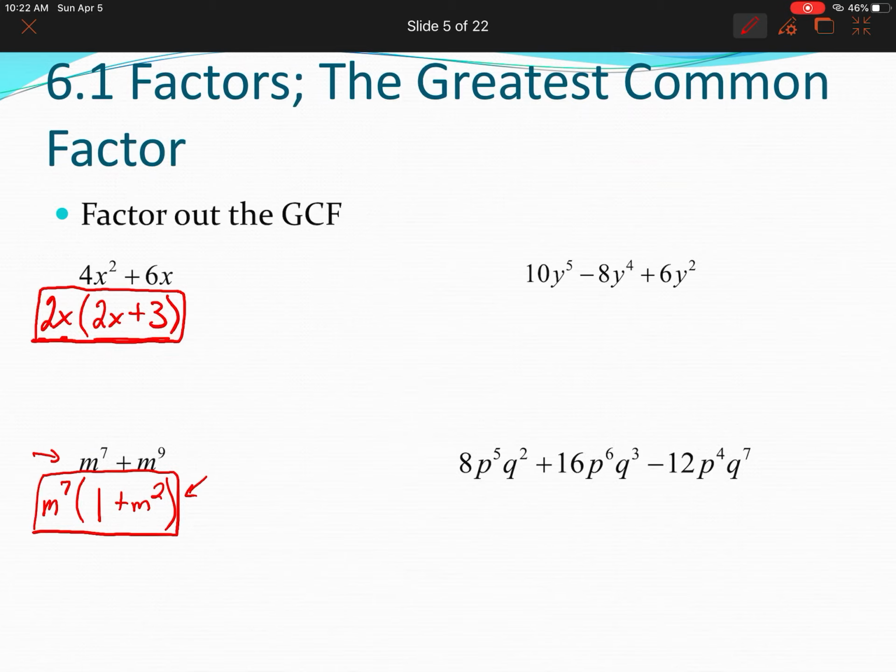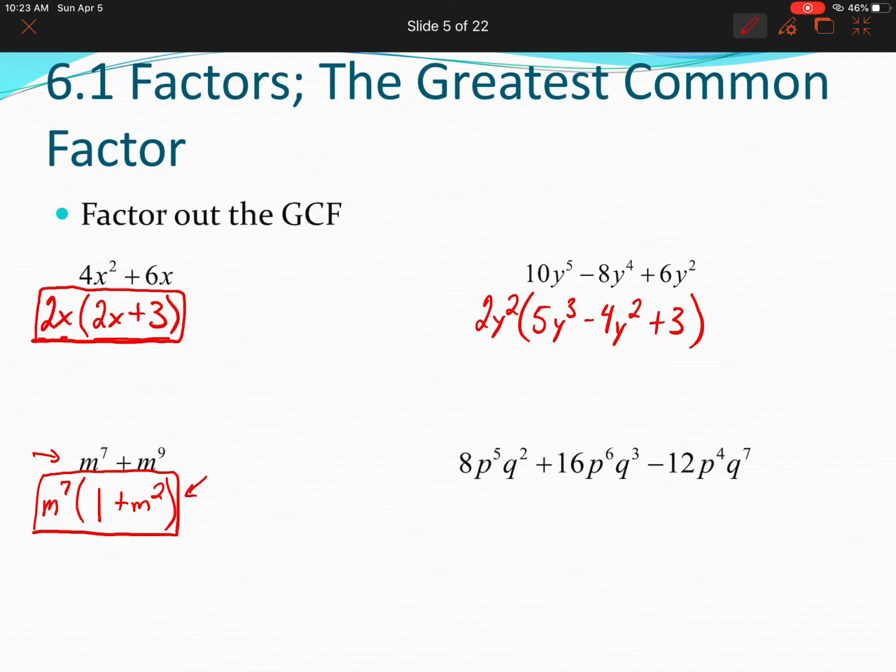So hopefully you paused the video and worked this one. If you take out the greatest common factor, don't just tell me it's 2. Make sure you tell me the whole common factor. In this case, it's 2y squared, because 2 does go into 10, 8, and 6, but then there are y's in every term. So 2y squared is the common factor. Now, when you divide that out, what's left is 5y cubed minus 4y squared plus 3.